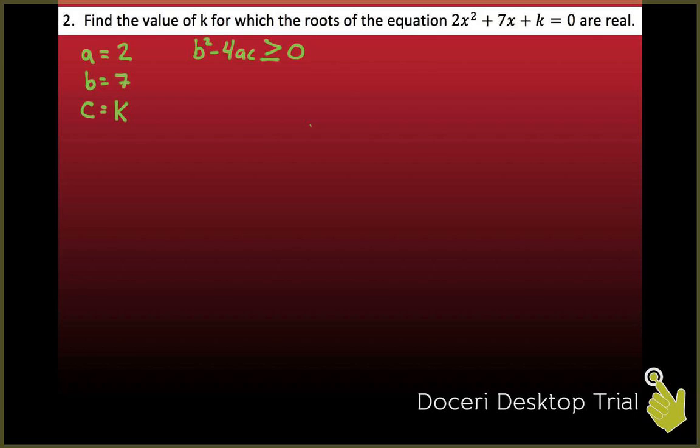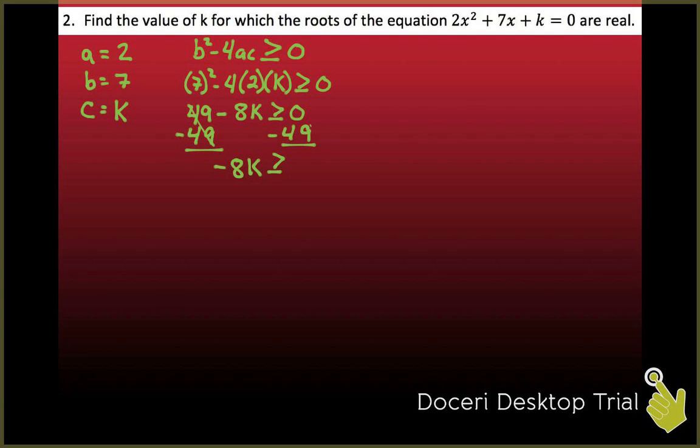So we're going to go ahead and plug in. B is 7, so 7 squared minus 4 times A, which is 2, and C is k now. And we want this to be greater than or equal to 0. So 49 minus 8k is greater than or equal to 0. We're going to solve this just like any other inequality. Minus 49, minus 49. And you'll have negative 8k is greater than or equal to negative 49.